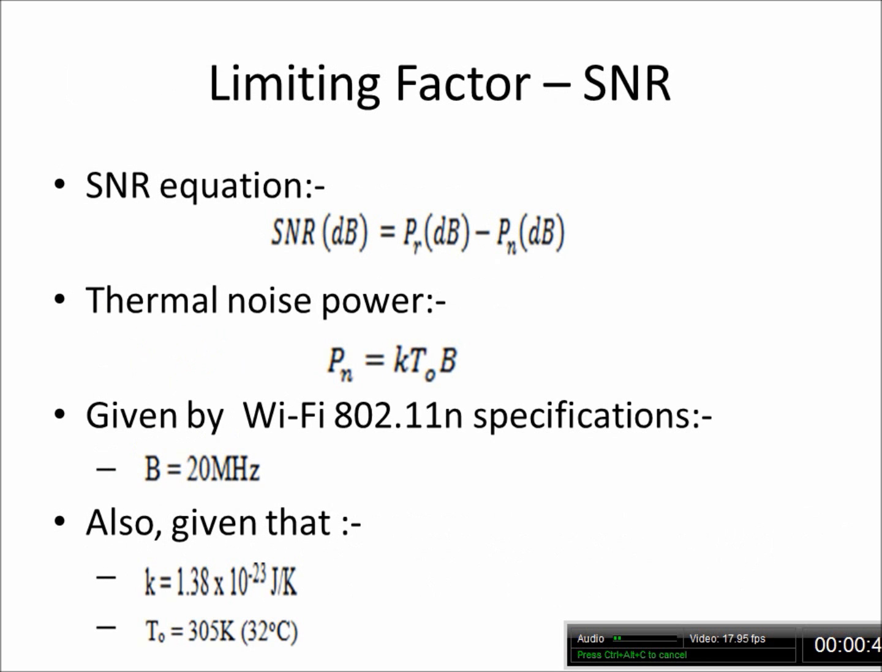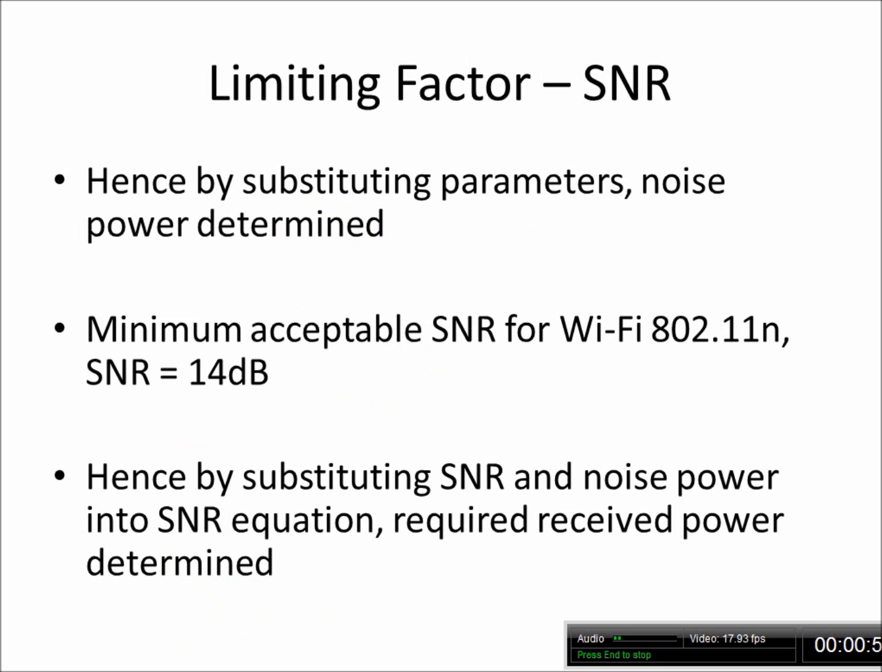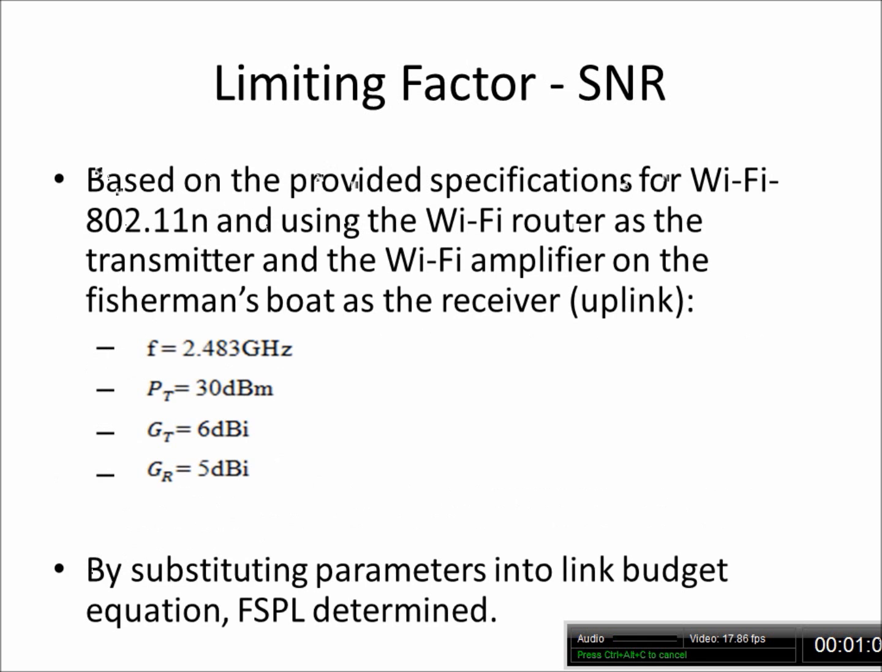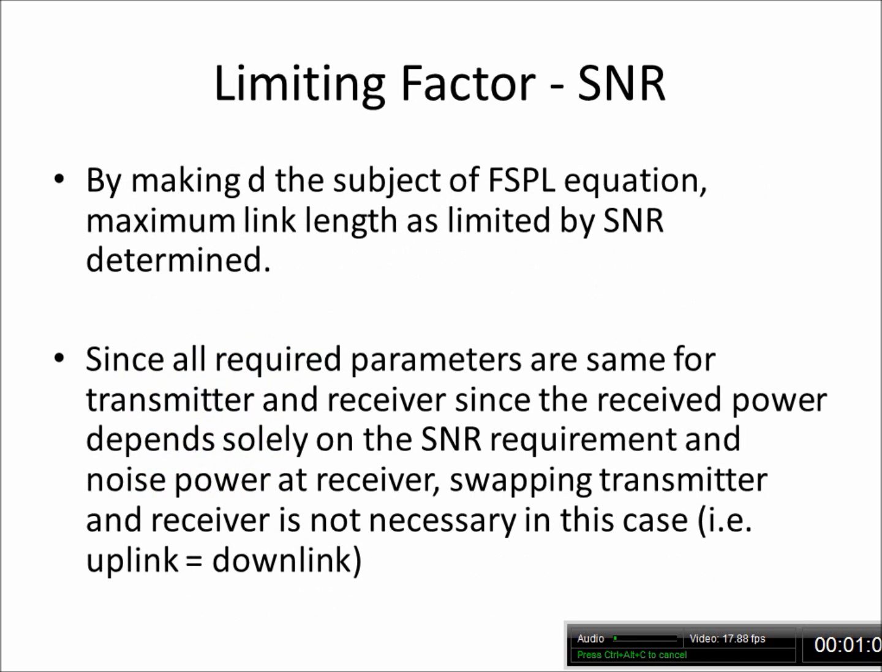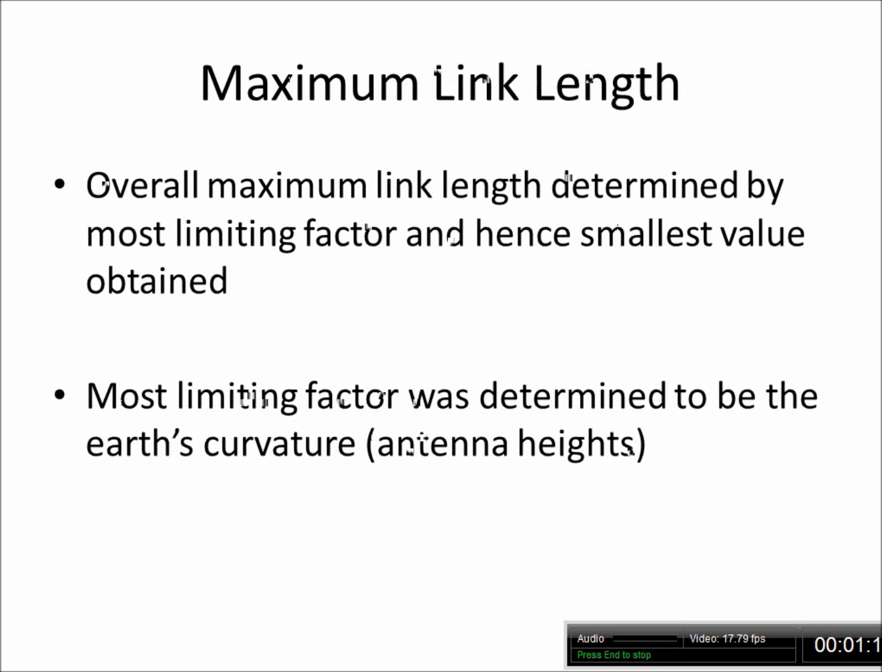To determine the maximum link length as limited by SNR, the first step is to calculate the thermal noise power. The received power is then determined by substituting the noise power along with the minimum acceptable signal-to-noise ratio into the SNR equation. The link budget equation is then manipulated to obtain the corresponding FSPL and subsequent maximum link length. In this case, the uplink and downlink also yield the same result. The most limiting factor of the three was determined to be antenna height.